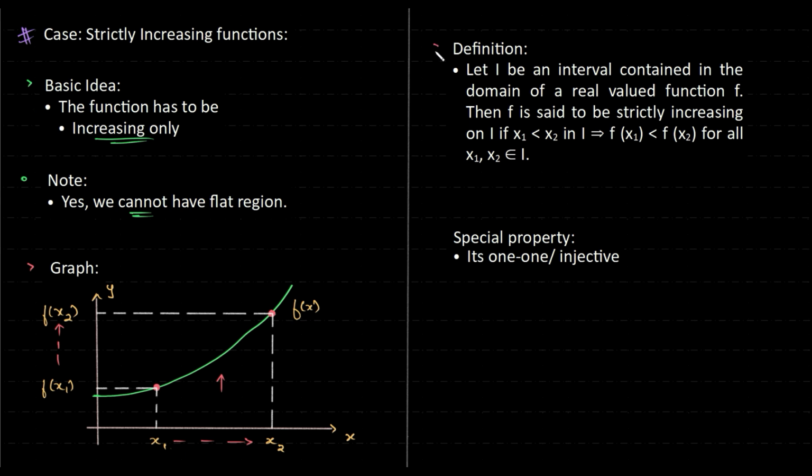So the definition is similar. Here the condition is that f of x1 is less than f of x2. Okay, it's a similar writing, no point in reading that. It has a special property, that it's 1, 1, that is injective, as there is no flat region. Please recall what is injective, 1, 1, and many to 1. It's a simple concept. We are using it over here.